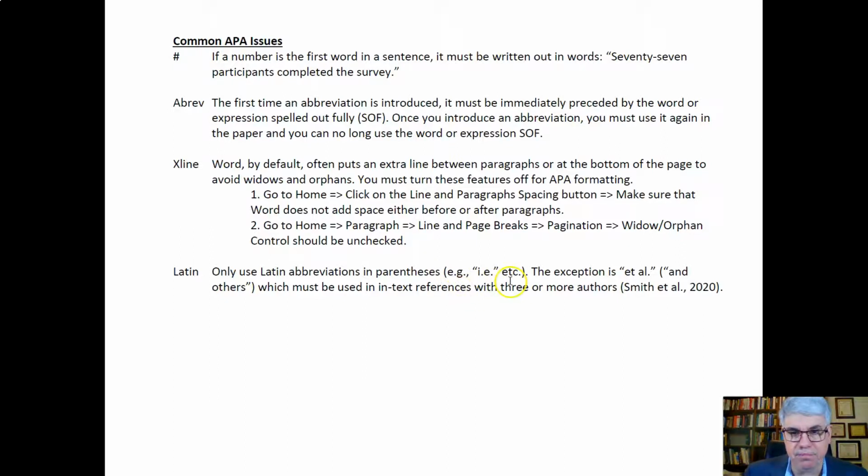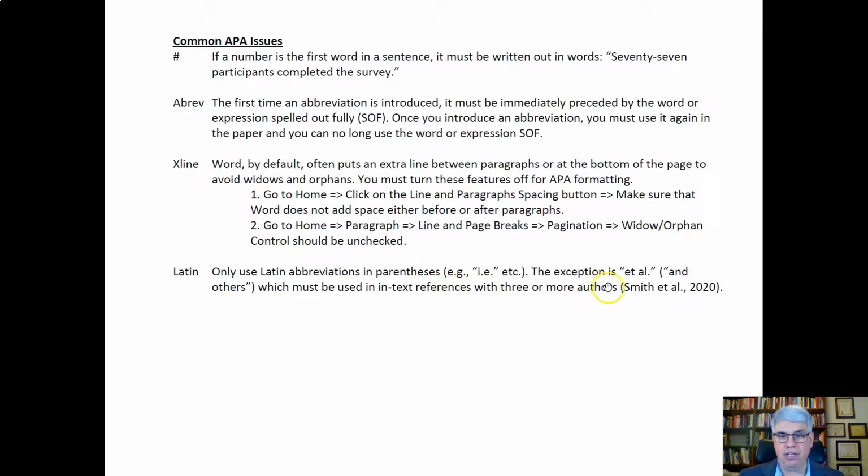Now notice how there's no space after e.g. and i.e. The first period has no space after it. You don't use spaces in these two-word Latin abbreviations when there's a period there. And you can only use them in parentheses.